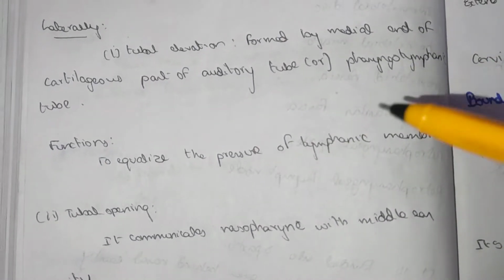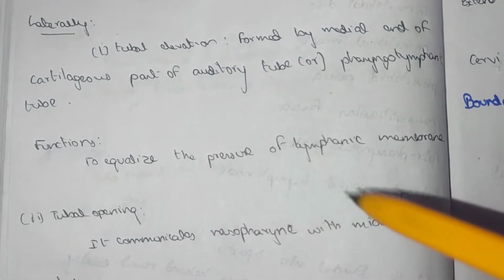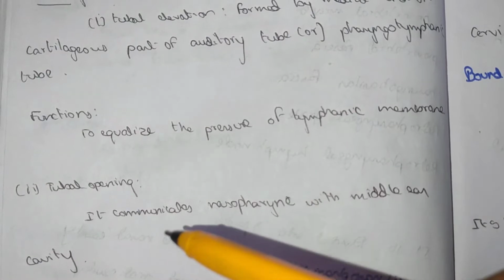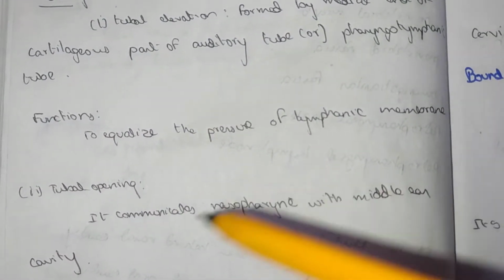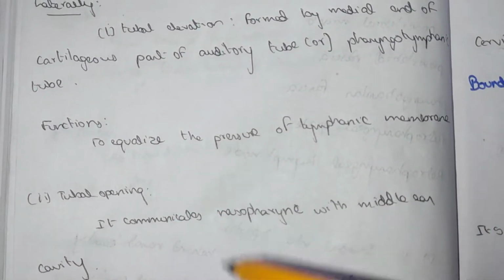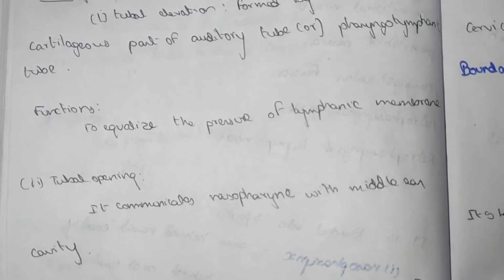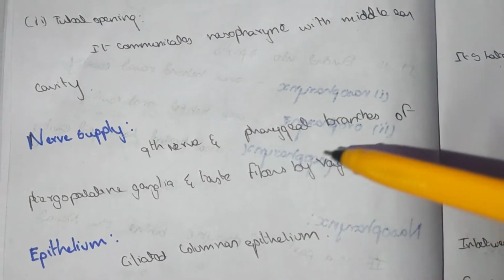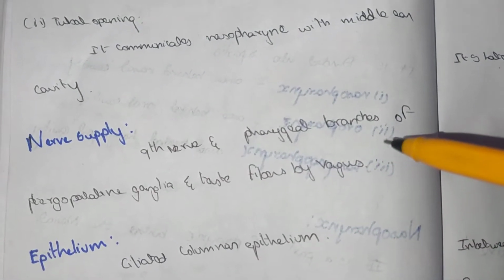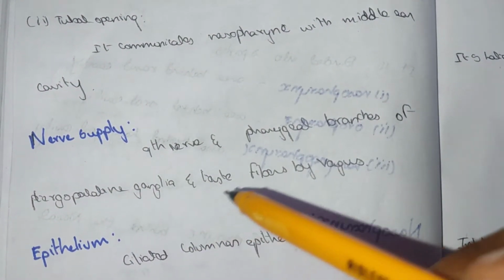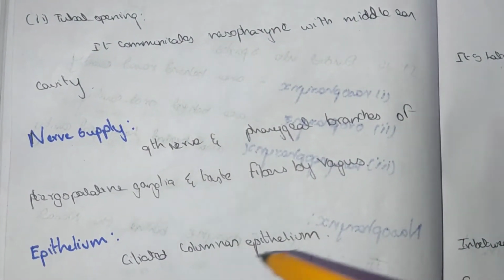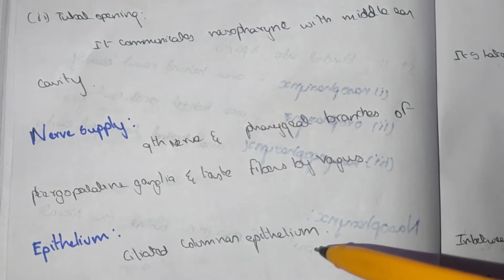Now we will see the function of the auditory tube, which is to equalize the pressure of the tympanic membrane. The tubal opening communicates the nasopharynx with the middle ear cavity. The nerve supply is the 9th nerve, pharyngeal branches of the pterygopalatine ganglion, and taste fibers by the vagus. Ciliated columnar epithelium is present in the nasopharynx.